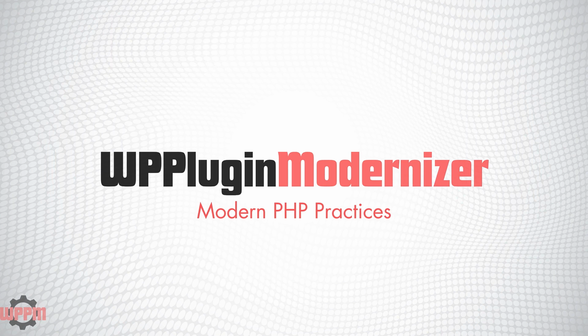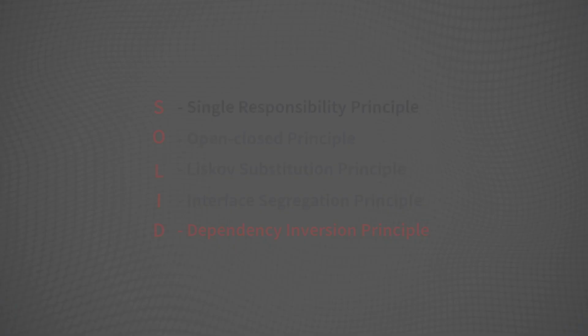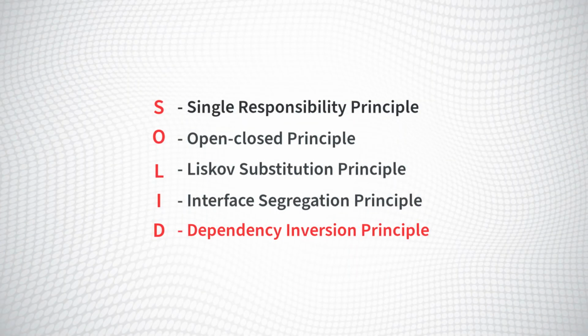Again, this approach allows us to modify the behavior of higher-level classes without needing to touch their code at all. Instead, with WPPluginModernizer, we're able to simply swap out dependencies as needed through the DI system. This adheres to SOLID's dependency inversion principle, leading to a much more modular and maintainable plugin architecture.